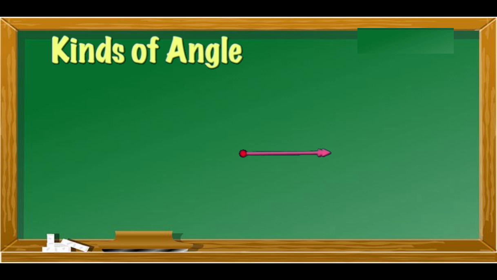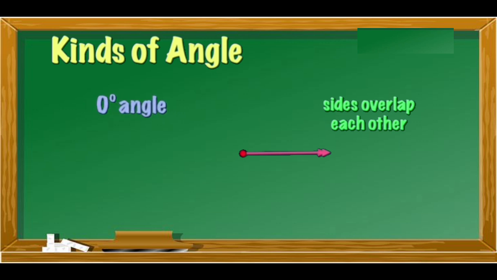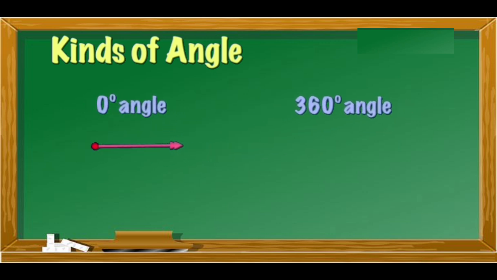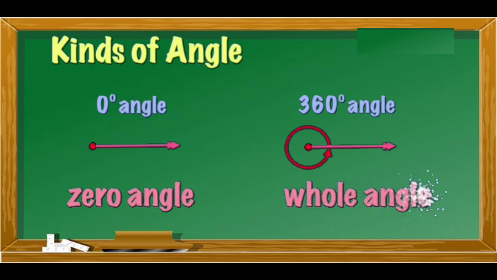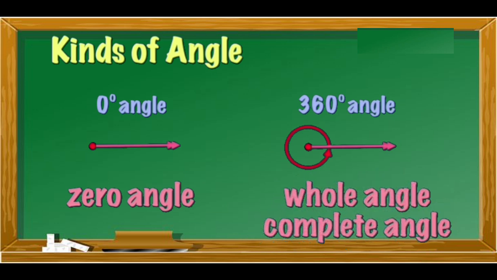What happens if both sides of an angle overlap each other? There are two possible kinds of angle that you may be thinking, either a 0-degree angle or a 360-degree angle. An angle that measures 0 degrees when its sides are overlapping is called a zero angle. When a side of an angle takes a complete turn, then an angle which measures 360 degrees is formed. This type of angle is called a whole angle. Sometimes it is also referred to as a complete angle.